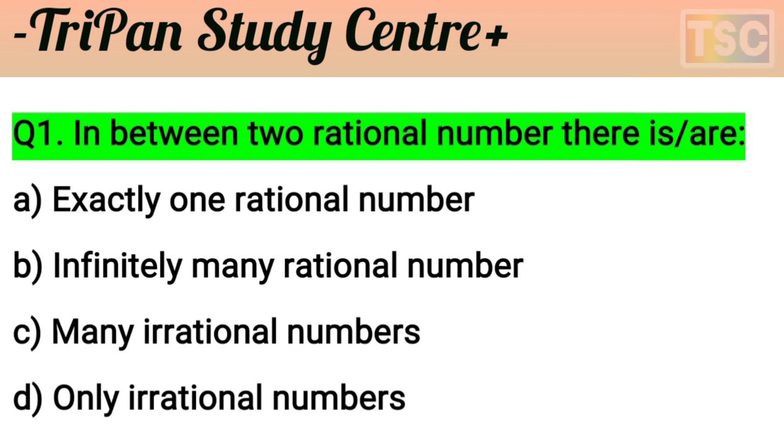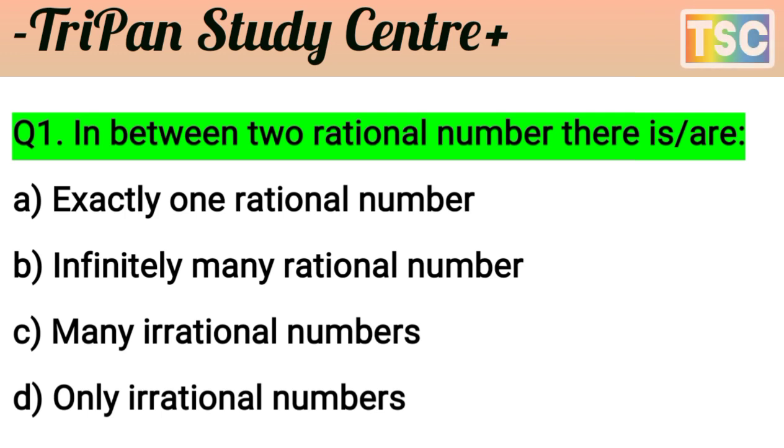Let's see what the answer to this question is. The question is clear: in between two rational numbers there is R. Option A, exactly one rational number; B, infinitely many rational numbers; C, many rational numbers; D, only rational numbers. It's an important question. It is asking for a rational number between two rational numbers, so it means the answer here is actually one rational number. Option A is correct here. Answer A is correct for this question.